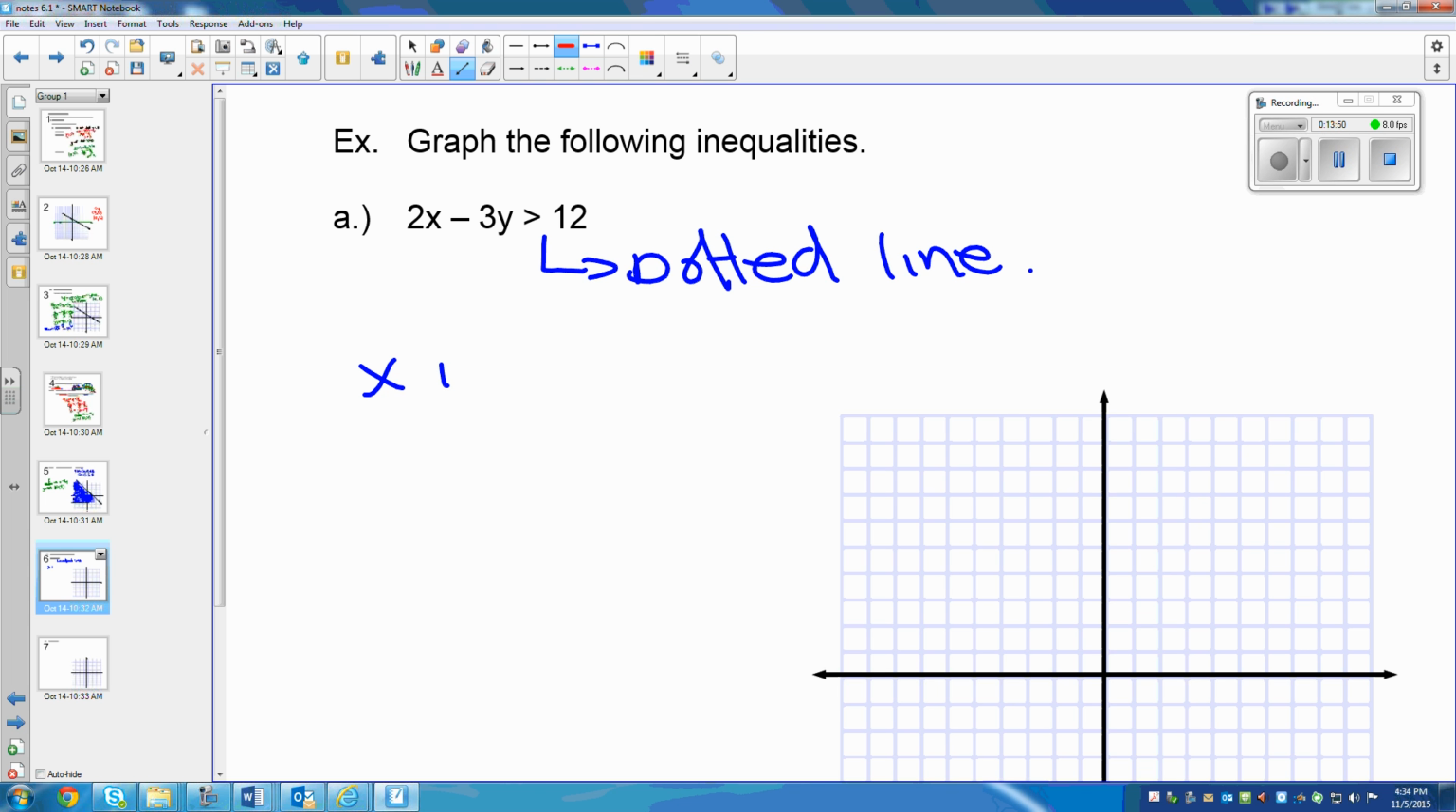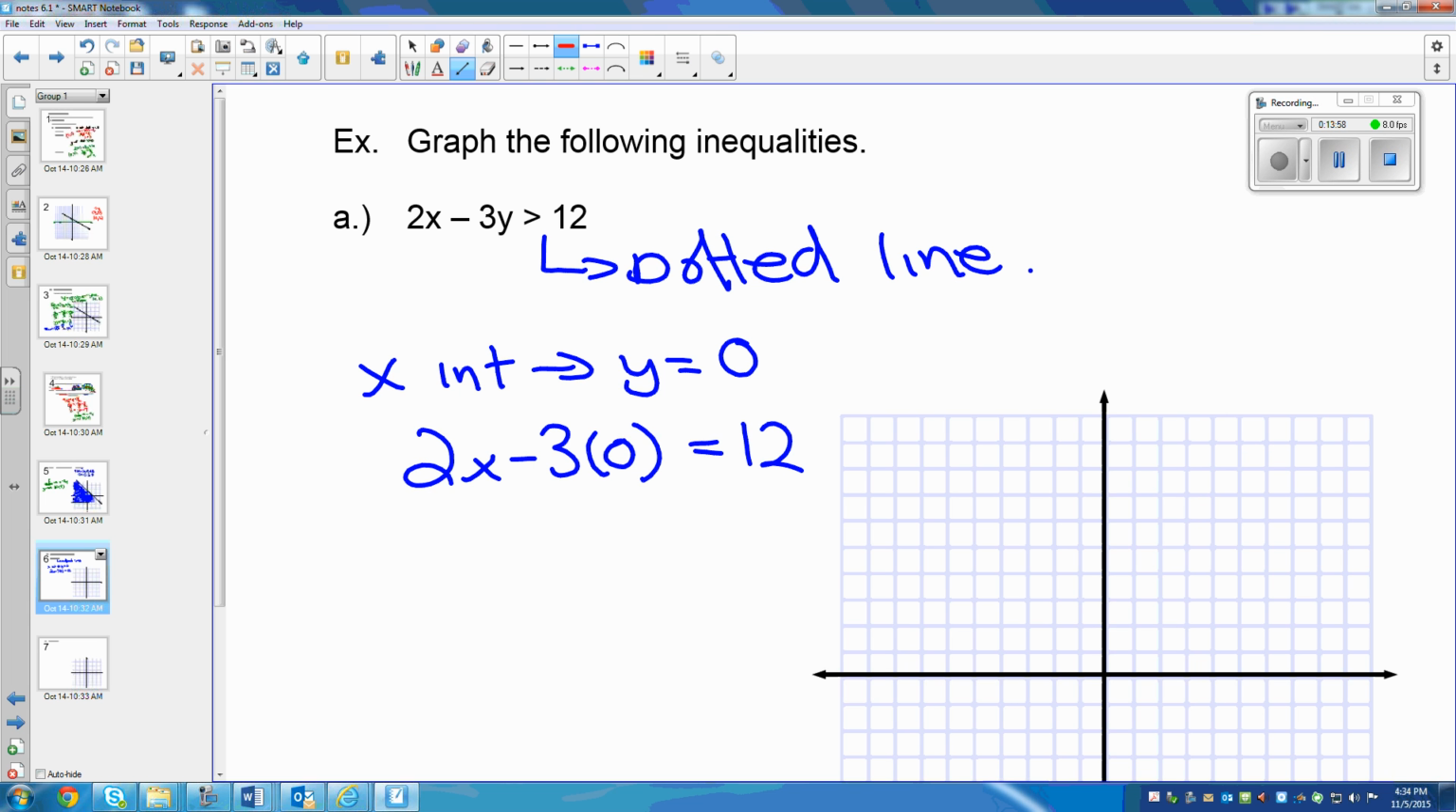So x-intercept, we set y to 0. So I get 2x minus 3 times 0 is equal to 12. Gives me 2x equals 12, divided by 2, x equals 6. That gives me a point of 6, 0.